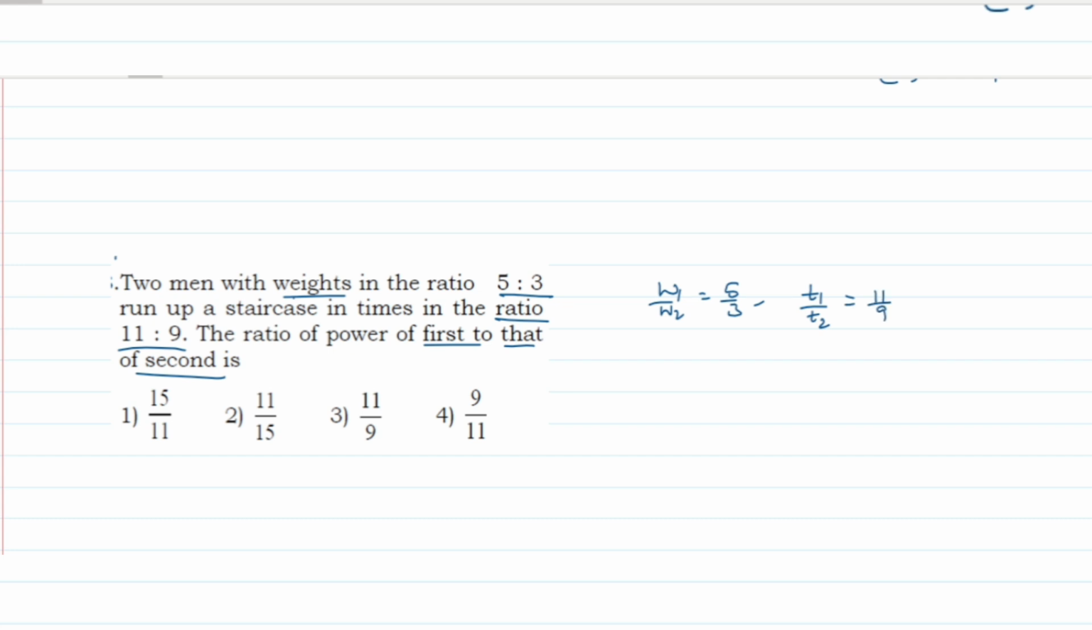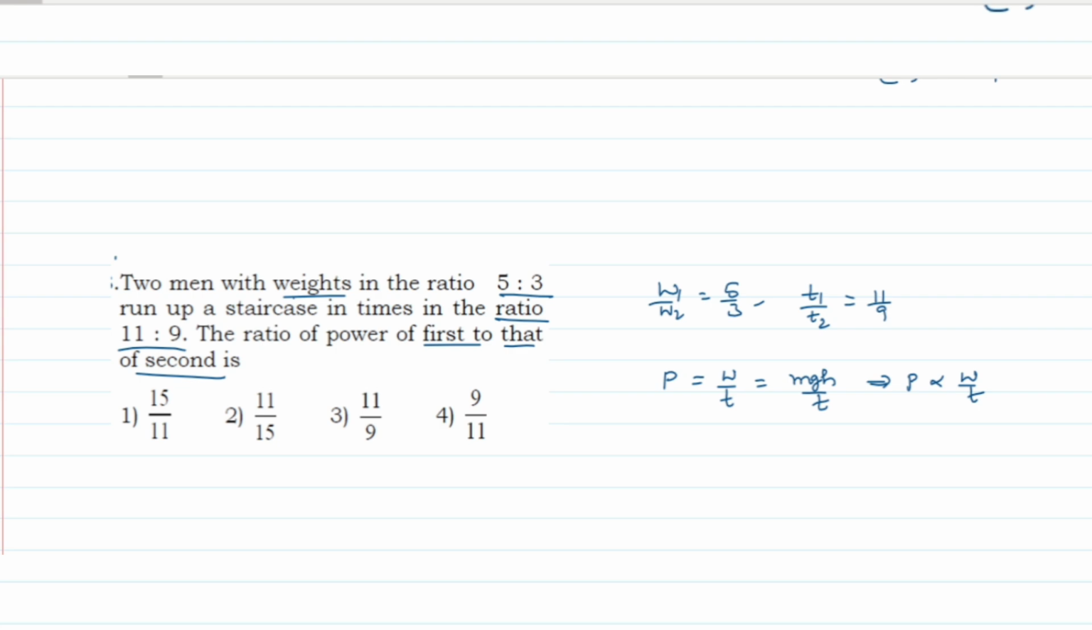Power they are asking here. Moving on a staircase, they are doing some work. So power equals work done by time. They are reaching a certain height, so the work done is stored in the form of potential energy, mgh by T. They are reaching the same height, so height will be a constant value. With this, P is directly proportional to weight by T.